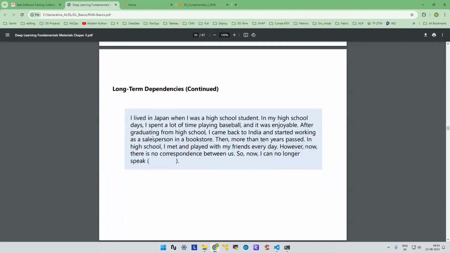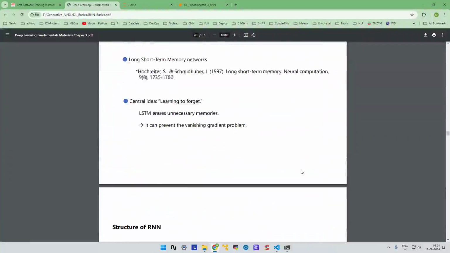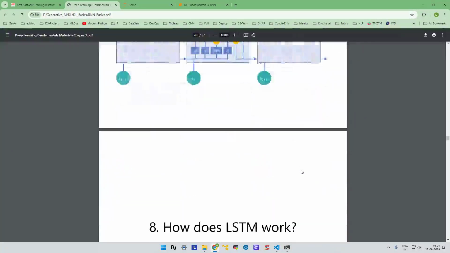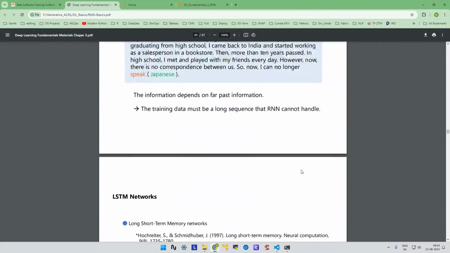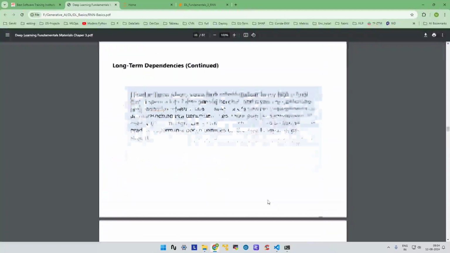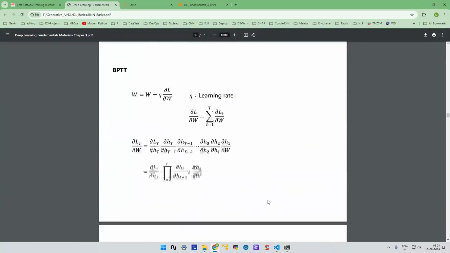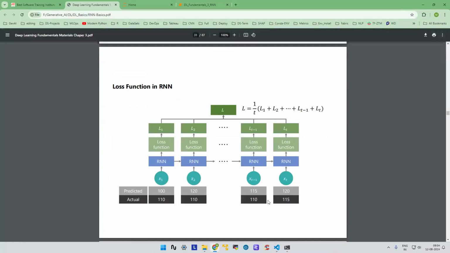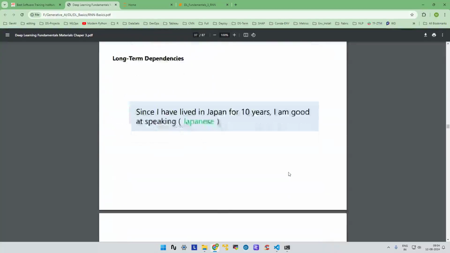In this case, it has to refer back to this word to find out that it's Japanese, right? The reason for that, obviously, is the vanishing gradient problem. We use sigmoid heavily here. Where is it? Okay, maybe I'll find it somewhere else.